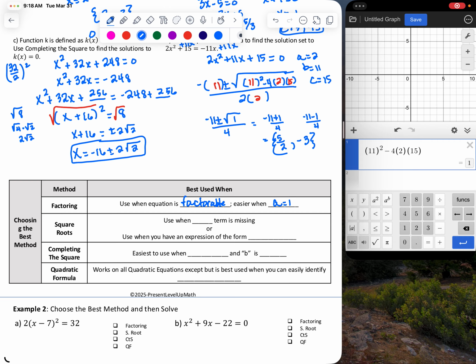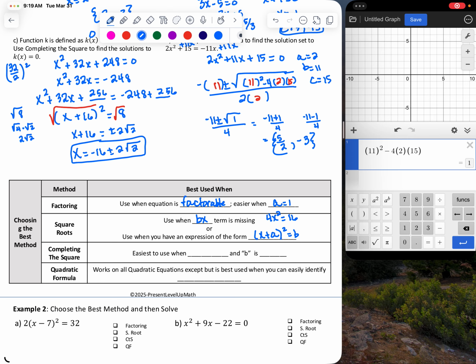Okay. To solve by square roots, you use whenever the B term is missing, the bx term was missing. So for example, if I had 4x squared equals 16, the bx term is missing, so that would be a perfect time to use square roots. Or if you have something like this, x plus a quantity squared equals b, that would be another opportunity to use the square root method.